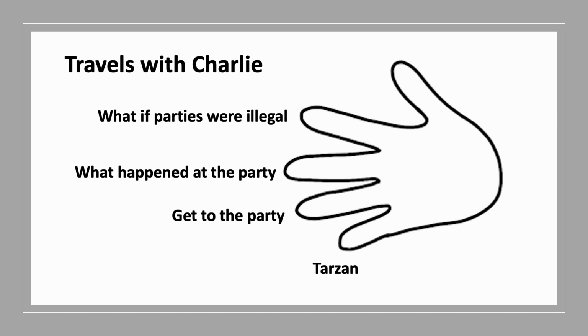So let's hold your hand up and start with the pinky. Novice. Your ring finger is intermediate. Your middle finger is advanced. Your pointer finger is superior, and the thumb is distinguished. Again, from pinky to thumb: novice, intermediate, advanced, superior, distinguished.